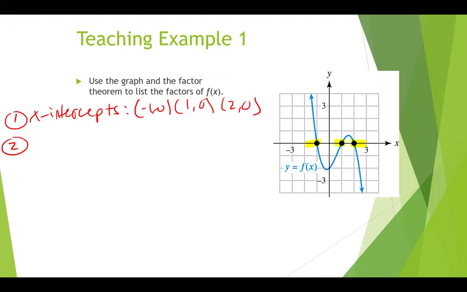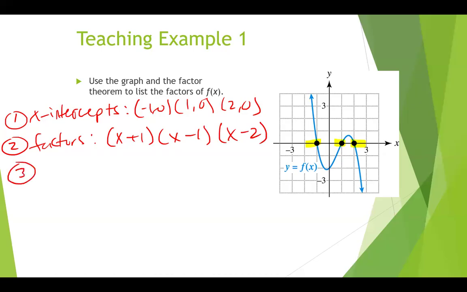After you do that, you then are going to write them as factors. Writing them as factors is going to be the opposite sign of their zeros. So our factors are x plus 1, x minus 1, and x minus 2. Still with me? All right, the third thing we're going to do is find our a, our leading coefficient. In order to find our a, we're going to choose a point x, y. I'm going to always encourage you to choose your y-intercept.